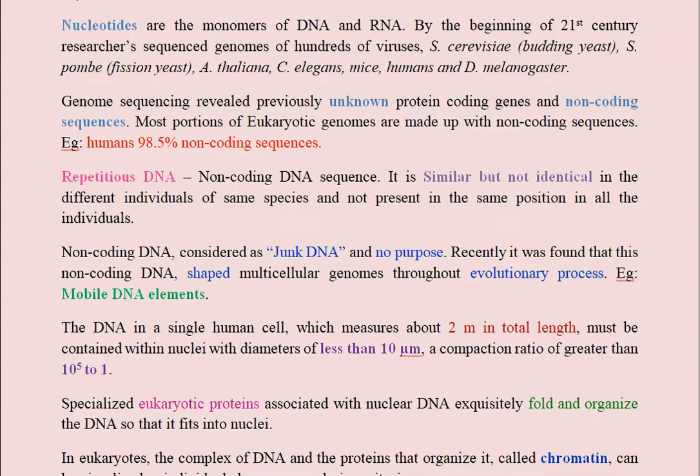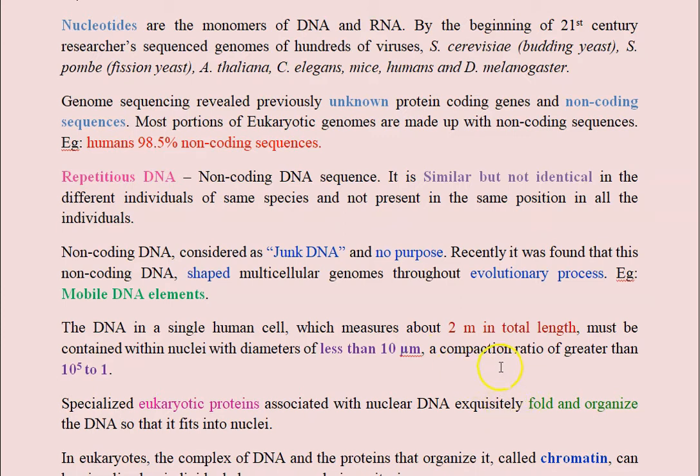Okay, the DNA in a single human cell, which measures about 2 meters in total length, must be contained within a nucleus with a diameter of less than 10 micrometers. The size of the nucleus is less than 10 micrometers, but the total length of DNA is 2 meters. See how big it is, and that big DNA molecule, the genome, is fitting simply into a nucleus of less than 10 micrometers.